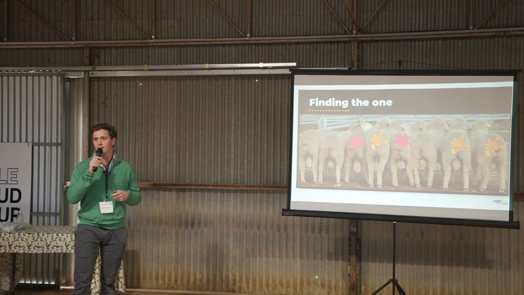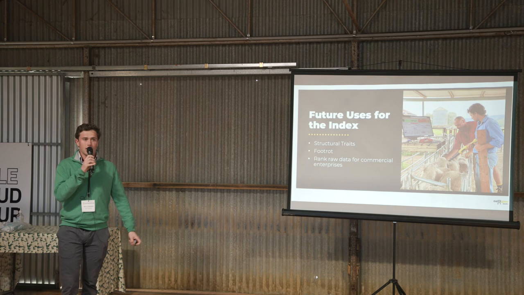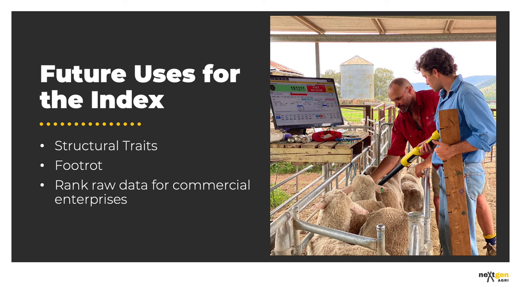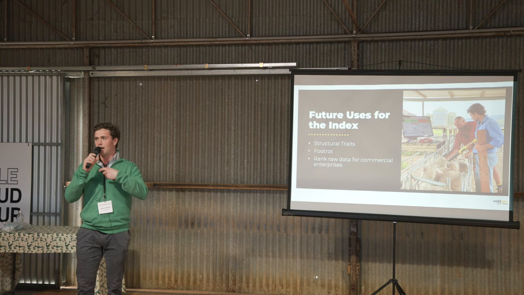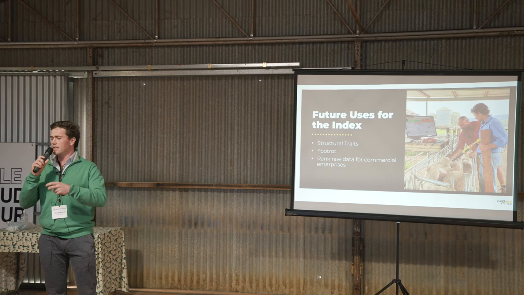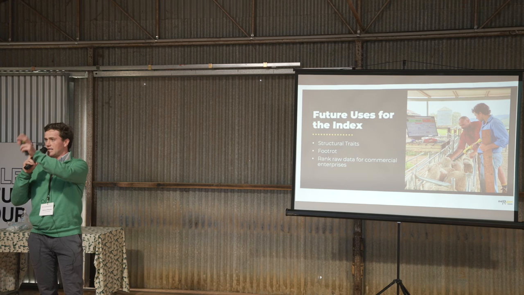So, a bit about where we're hoping to take this index in the future. We've been doing a lot of structural scoring this year, and we're hoping to make a breeding value for that. So we're hoping in the future to include structural traits in this index, so that's all part of it. And that actually takes out a bit of the work on sale day again. If you can put a cutoff and say if a structural trait is too bad, say past the score 3, then we're not going to look at it and we won't put that in the index.